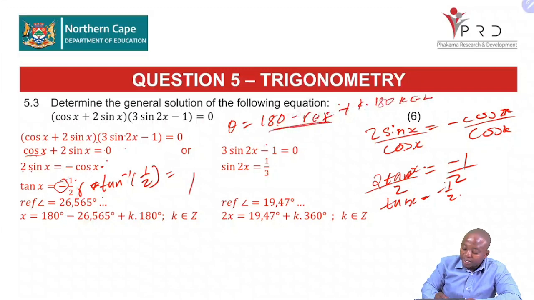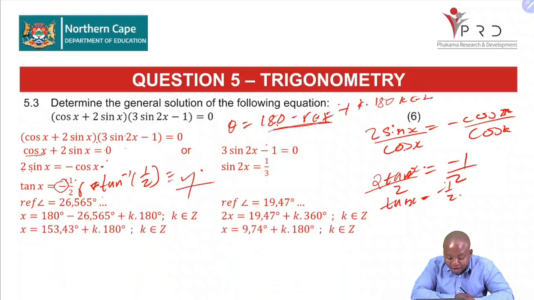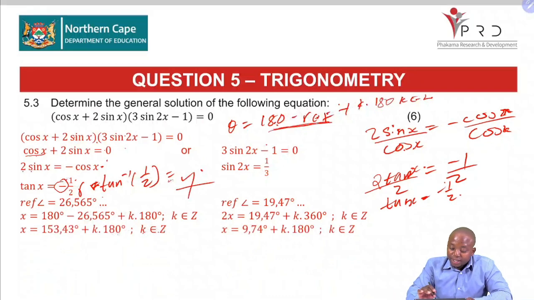Now we say 180 minus reference angle because that is where tan is negative. Tan is negative on that quadrant, so it's 180 minus our reference angle. Then we simplify: 180 minus 26.565 is equal to 153.43 plus k times 180, where k is an element of integers in that case.